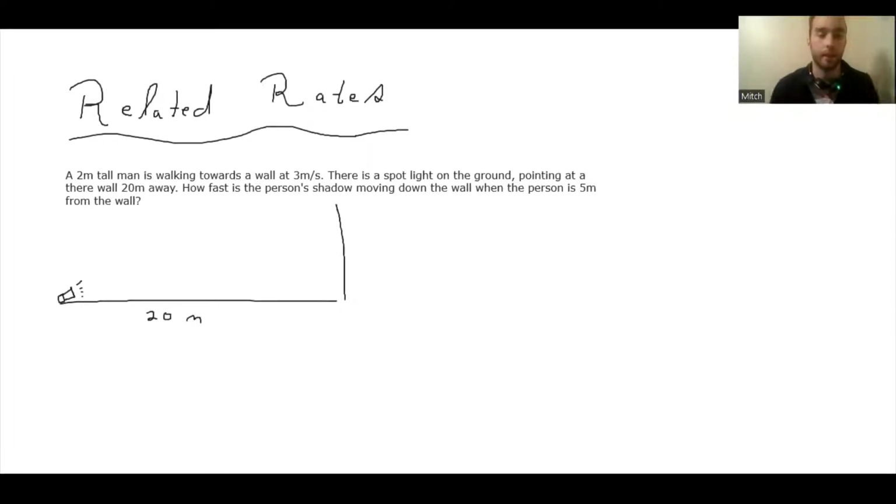And I have some dude who's going to be walking here. And he is 2 meters tall, and he is walking at a speed of 3 meters per second.